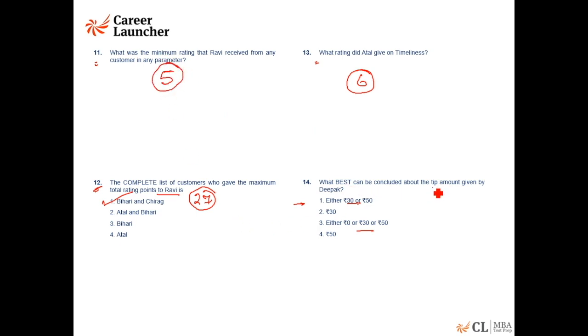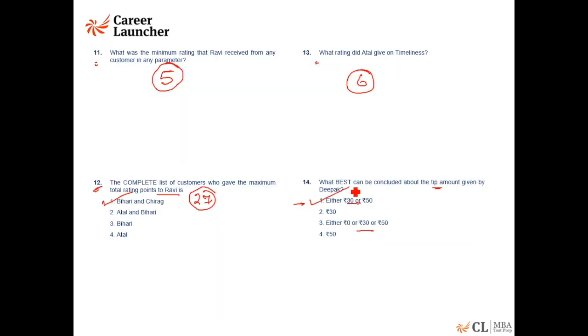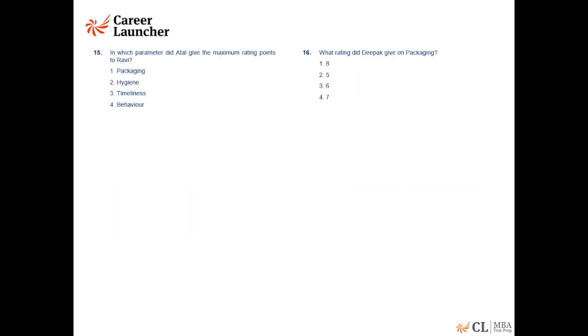What best can be concluded about the tip amount given by Deepak? Okay, Deepak has given a tip amount, so it is going to be either 30 or 50. We don't know exactly which one. So it is either 30 or 50.